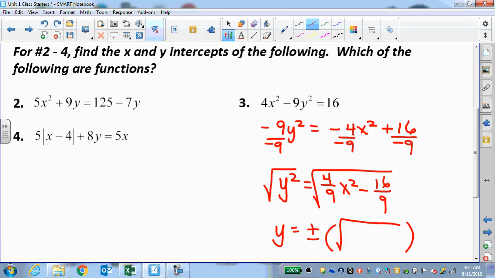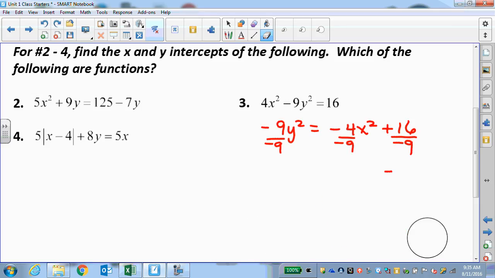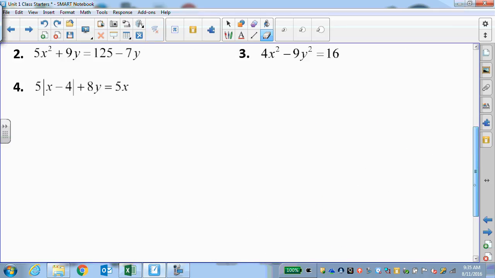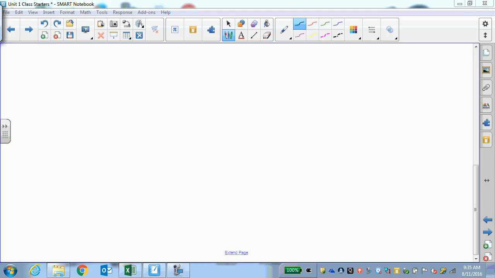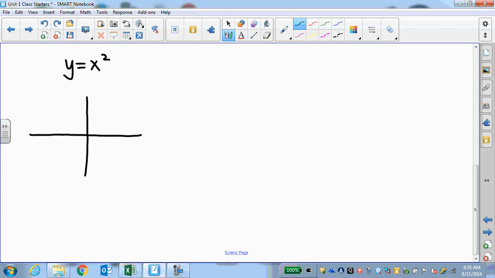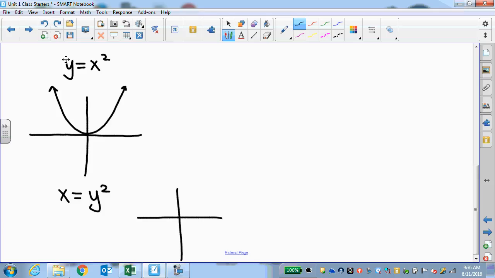So really the rule here on a function is, can you get y by itself? And I'm even going to take that a step further. When we graph something like y equals x squared, you've already told me what that graph looks like. Y equals x squared. That's the parabola. Anybody want to venture a guess as to what x equals y squared looks like? Sideways. Yeah, it's a sideways parabola.